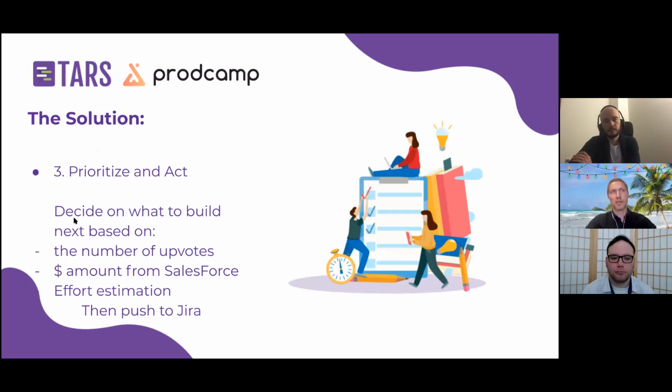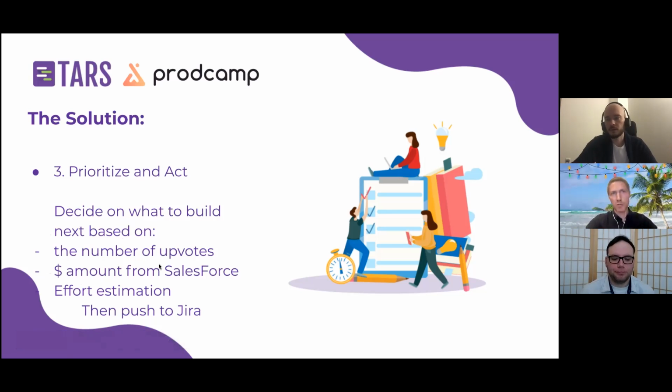Prioritize and act, the next step. So you decide which feature you prioritize over another, and you can have 3 different dimensions on which feature should be prioritized and put into development sooner. So number of upvotes is important, but of course, everyone has internal stakeholders that tell you what the strategy is, and you can combine strategic features and some features coming from customers to make them delighted.